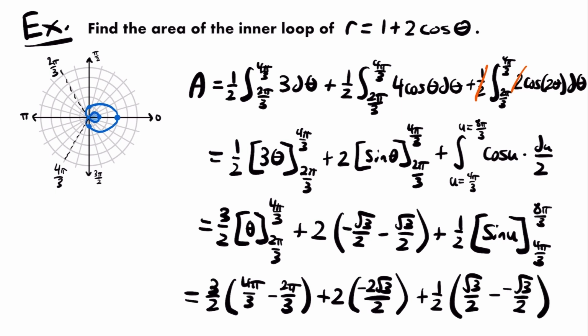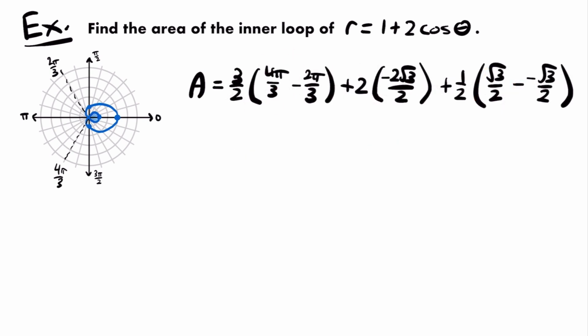Okay, so now if we simplify, let's start with this first term. 4 pi divided by 3 minus 2 pi divided by 3, that's going to be 2 pi divided by 3. So this is equal to 3/2 times 2 pi divided by 3. And then we'll add this to this term. But notice that negative 2 divided by 2 will be negative 1. These two 2's will cancel out. So we have 2 times the negative square root of 3. So actually, instead of adding this term, we will have minus 2 square roots of 3.